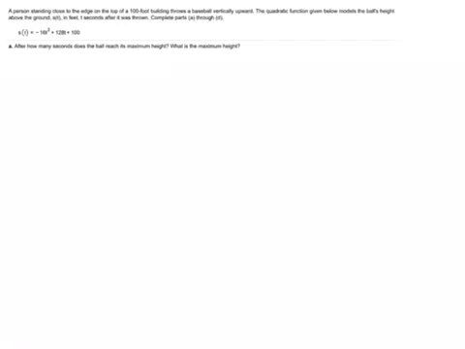Here we are asked to figure out after how many seconds does a ball reach the maximum height when the ball is being thrown upwards from a building that's 100 feet tall. The S of t function they give us here is measured in feet and t is in seconds.